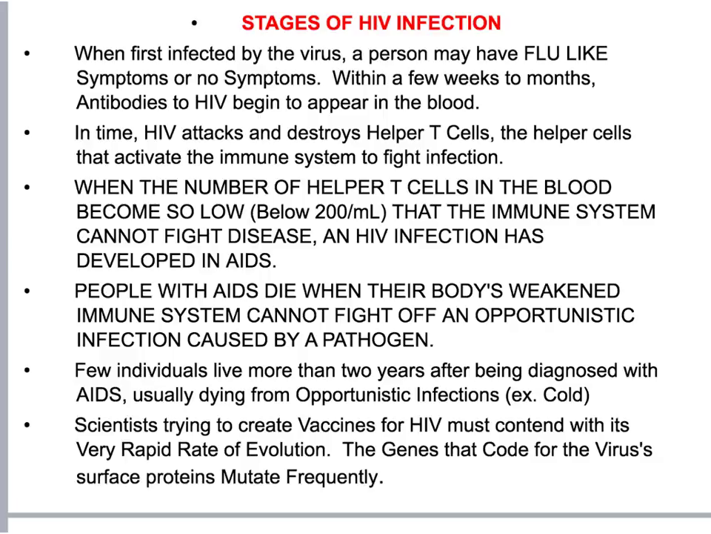People with AIDS die when their body's weakened immune system cannot fight off an opportunistic infection by a pathogen. Once a person has full-blown AIDS, they usually die within a few years from opportunistic infections. Scientists are trying to create vaccines for HIV, but must contend with the very rapid rate of evolution once inside the human body. Genes that code for the virus's surface proteins mutate frequently.